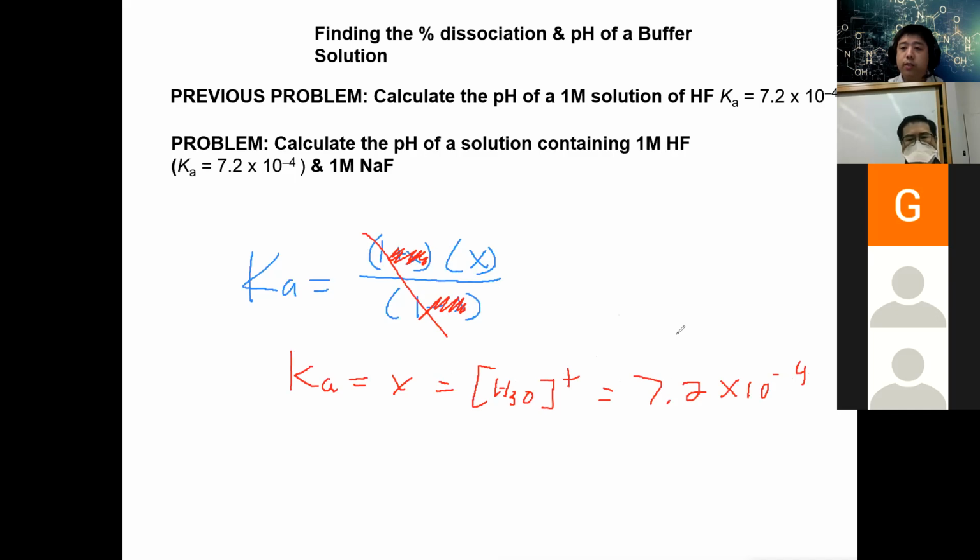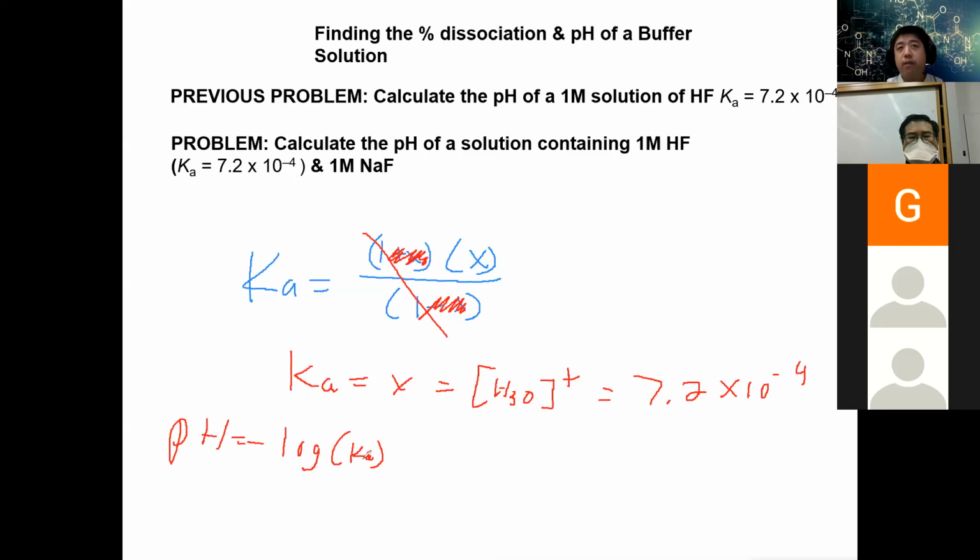Any questions? Now, when we get to here, are we finished? What else do we need to find? The pH, which is our negative log. So I just simply do the negative log of my Ka.